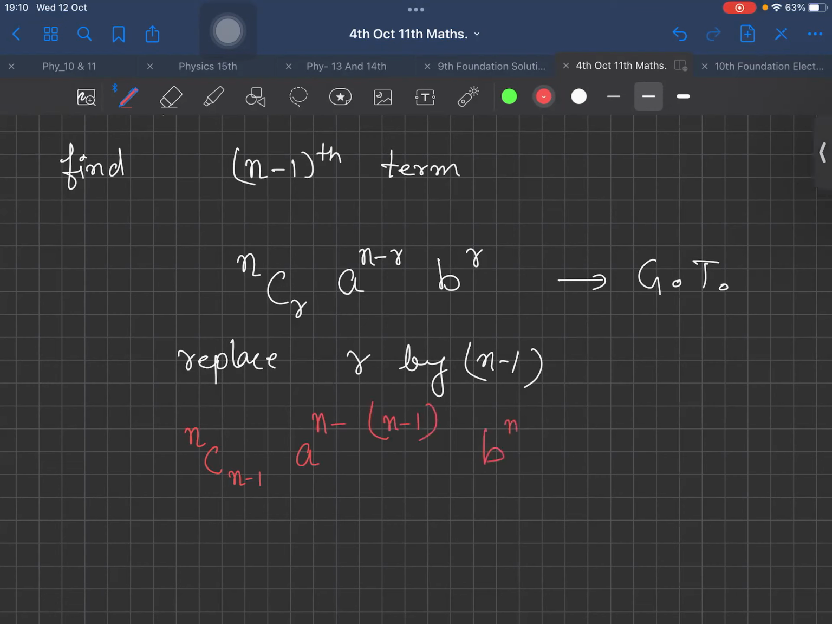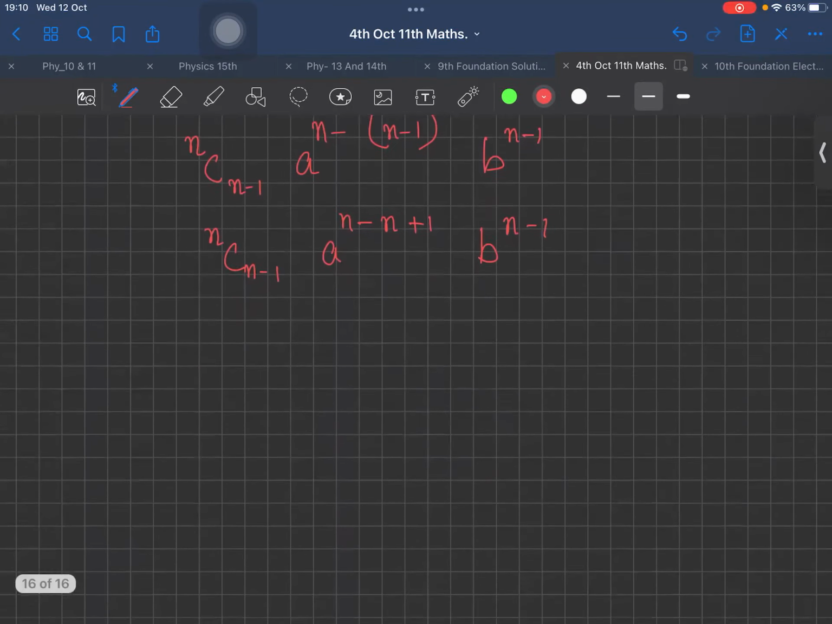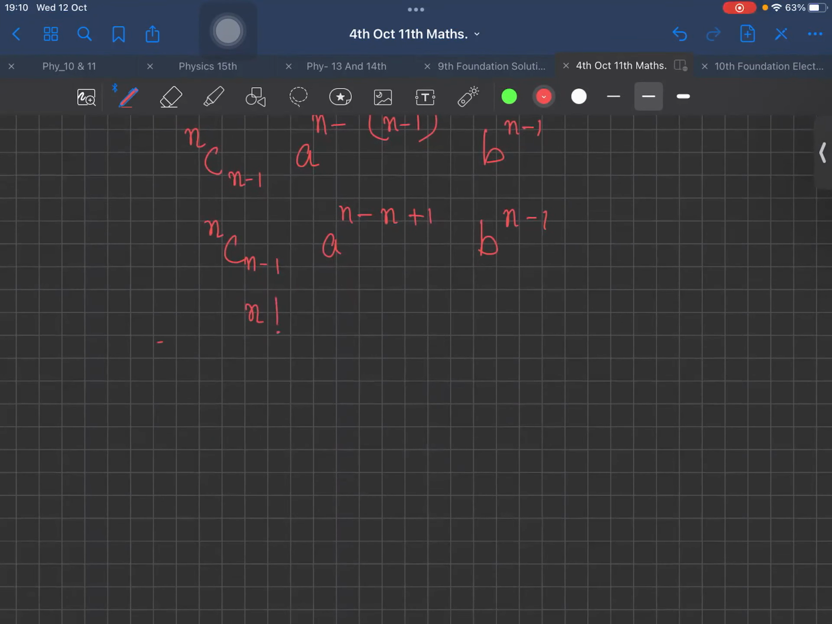So this will become nC(n minus 1), a to the power of n minus (n minus 1), b to the power of n minus 1. Again, this will be n factorial divided by (n minus 1) factorial times 1 factorial, a to the power of 1, b to the power of n minus 1. Now let's solve this one.